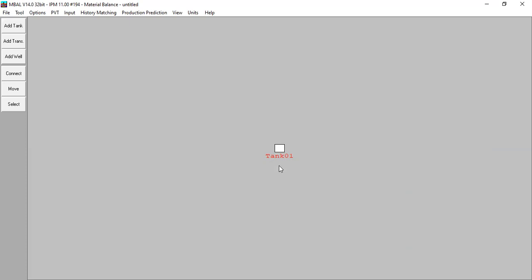And now we go to reservoir 1. We will build reservoir 1. This is tank 1.